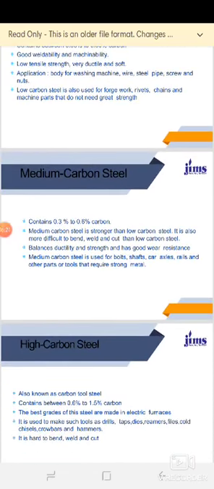Next is our medium carbon steel. Medium carbon steel contains 0.3 to 0.6% of carbon. Medium carbon steel is stronger than low carbon steel. It is also more difficult to bend, weld and cut than low carbon steel. Balanced ductility and strength and has good wear resistance. Medium carbon steel is used for bolts, shafts, car axles, rails and other parts or tools that require strong metals.